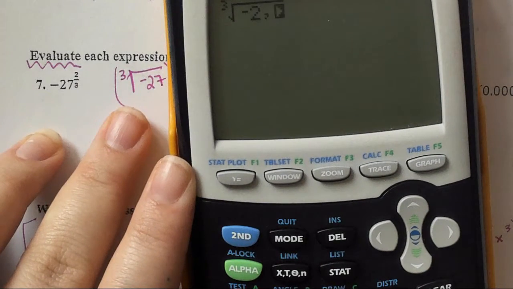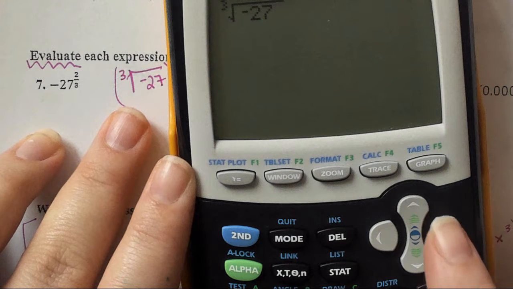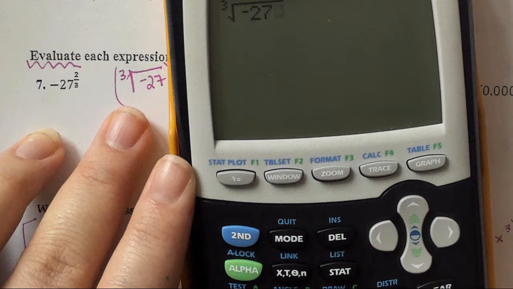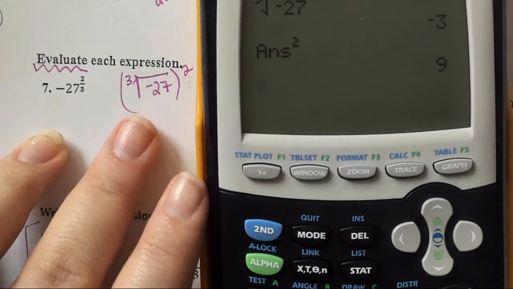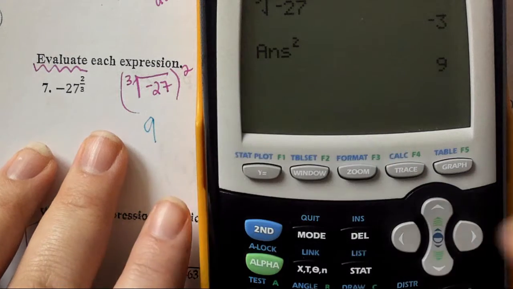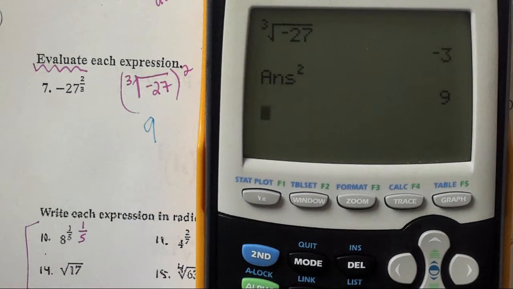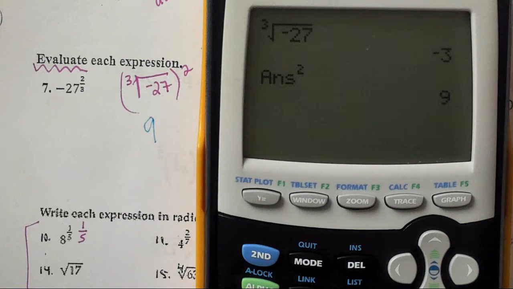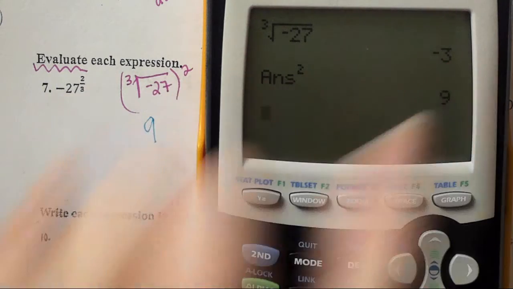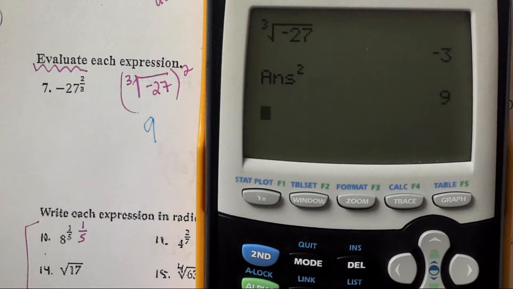negative 27. And then I could press enter, and then I could raise that to the second power. And I get 9. And that's great, and that's the answer. But, man, it's even easier if we type in exponential form rather than radical form. It's way easier when there are exponents.